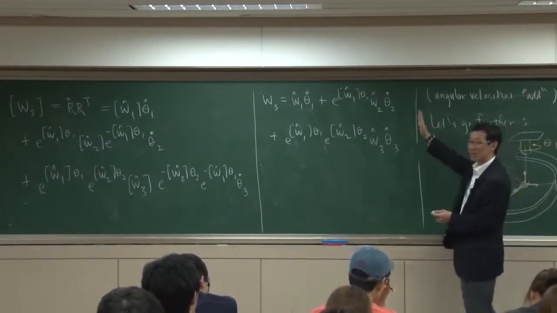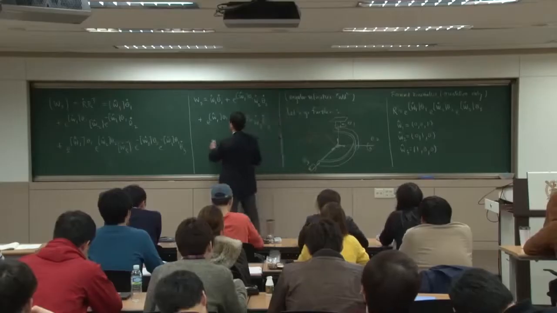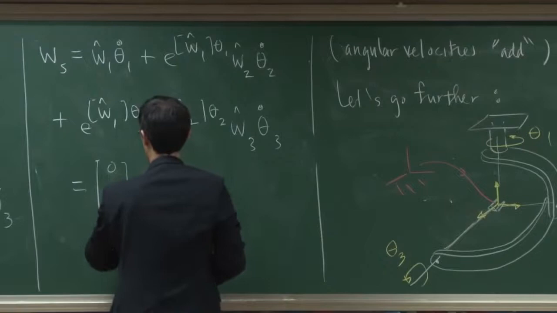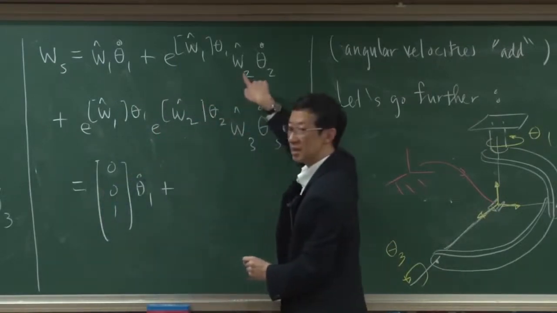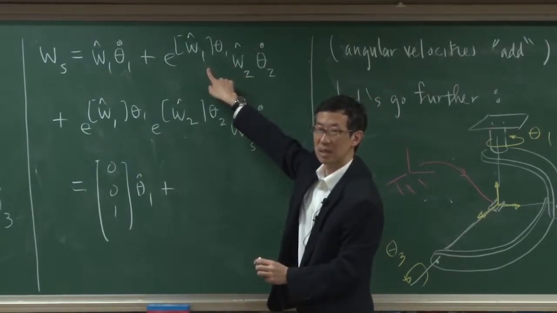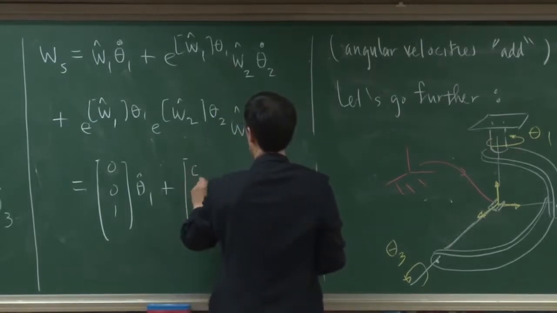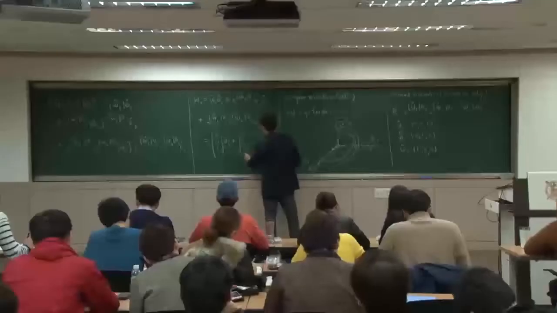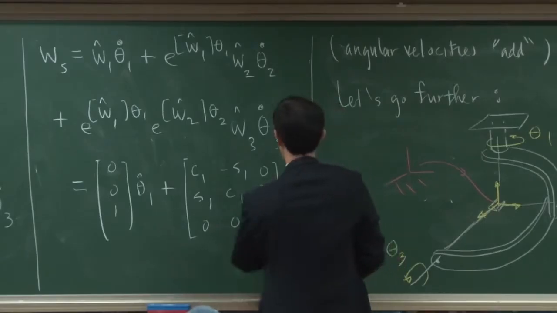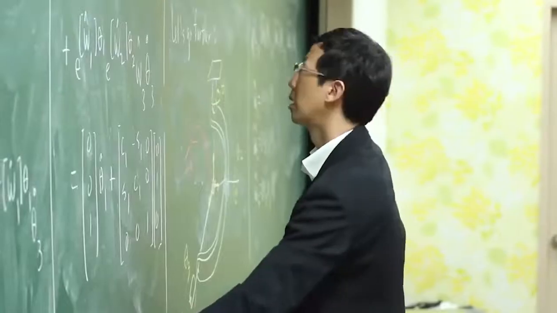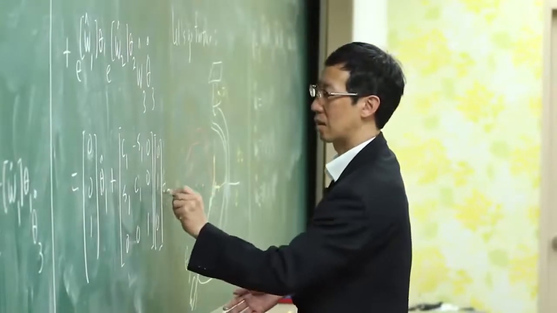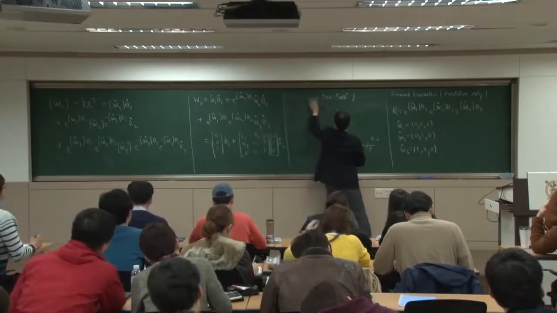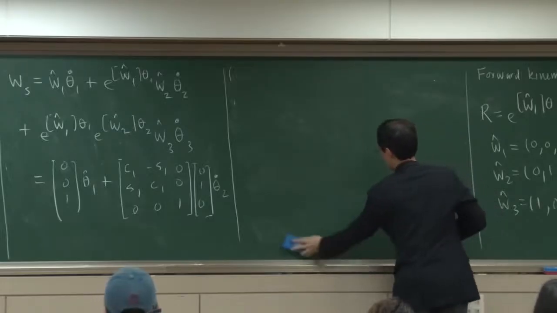Normally I don't do this, but in this case, let's just go through it. Omega 1 is the z-axis, 0, 0, 1, theta 1 dot. What's this? This is the rotation around the z-axis. So let me just write it: C1 for cosine theta 1, minus S1, S1, C1, 0, 0, 0, 0, 1, times omega 2, which is 0, 1, 0, times theta 2 dot. One more term. Third term.